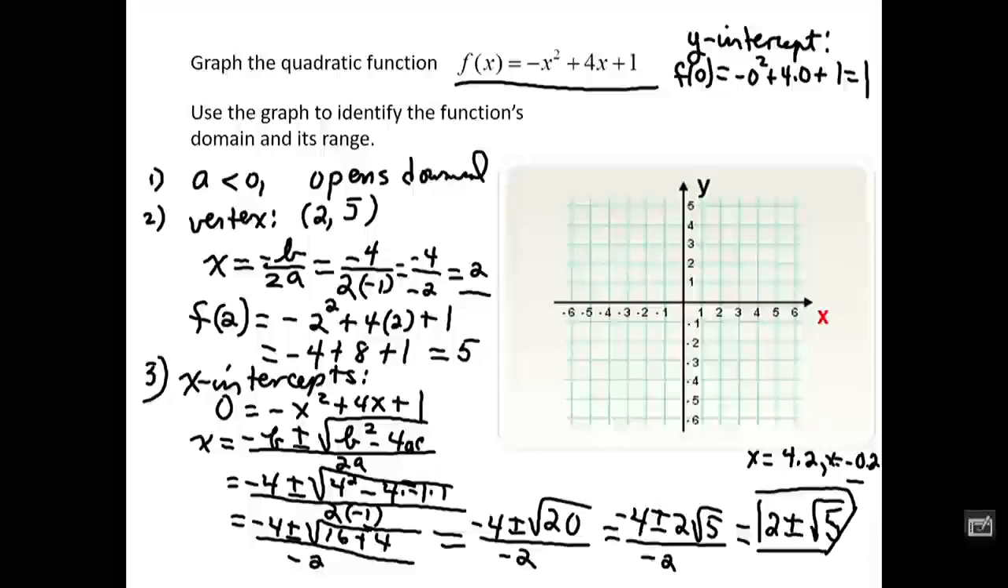And finally, the axis of symmetry would be the vertical line through the x-coordinate of the vertex. X is equal to 2. So now, using the information gathered, we can obtain the graph of the quadratic function. All right, the vertex, 2, 5.